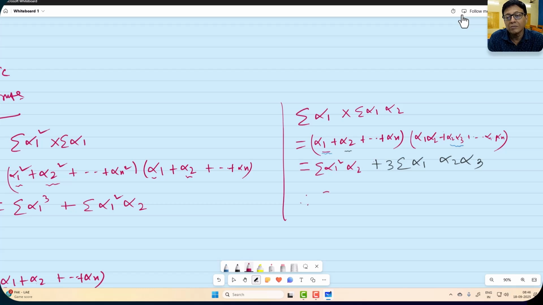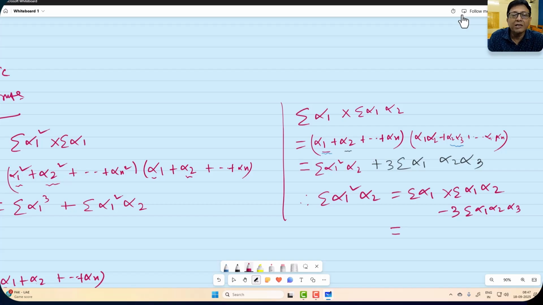Therefore, sigma alpha 1 square alpha 2 is going to be sigma alpha 1 into sigma alpha 1 alpha 2 minus 3 sigma alpha 1 alpha 2 alpha 3. Don't remember this as a formula. Remember this as a method.